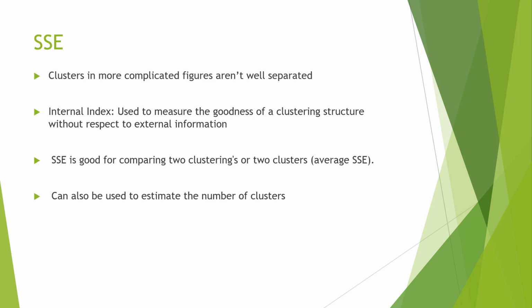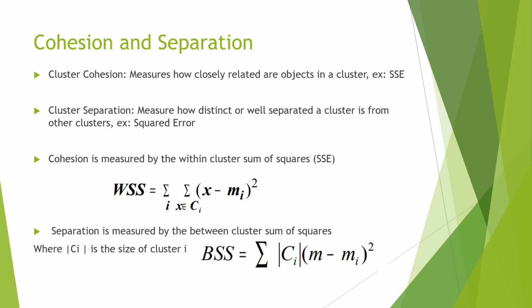Here we have the SSE. In SSE, the clusters in more complicated figures are not well separated, and it is an internal index used to measure the goodness of a clustering structure without respect to external information. SSE is very good for comparing two clusterings or two clusters, and it can also be used to estimate the number of clusters. Let's move to the next slide, which is cohesion and separation.